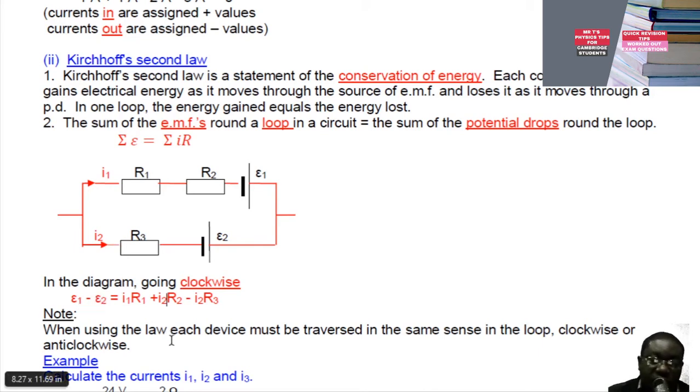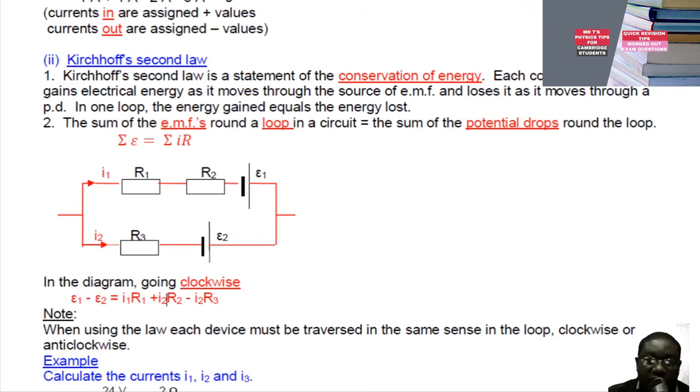When using the law, each device must be traversed in the same sense in the loop, clockwise or anti-clockwise. So since we are traversing in the clockwise direction, that is from E1 and then back again to positive of E1, back again to negative of E1, we're going to say E1 minus E2. So it's going to equal these currents that are going the same direction clockwise, I1 R1, I1 R2 minus I2 R3. So please don't be confused by this. This is supposed to be I1.